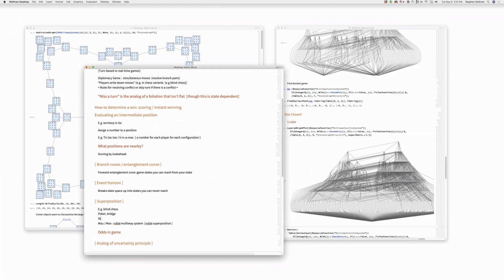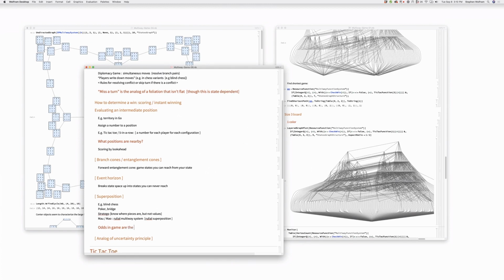Okay, let's try to understand the analogy here. The odds in any game where you have certain missing information, or even a game of chance, are the path weights in the multiway graph. Am I right, Jonathan? Yes, or rather, they're determined by the path weights.